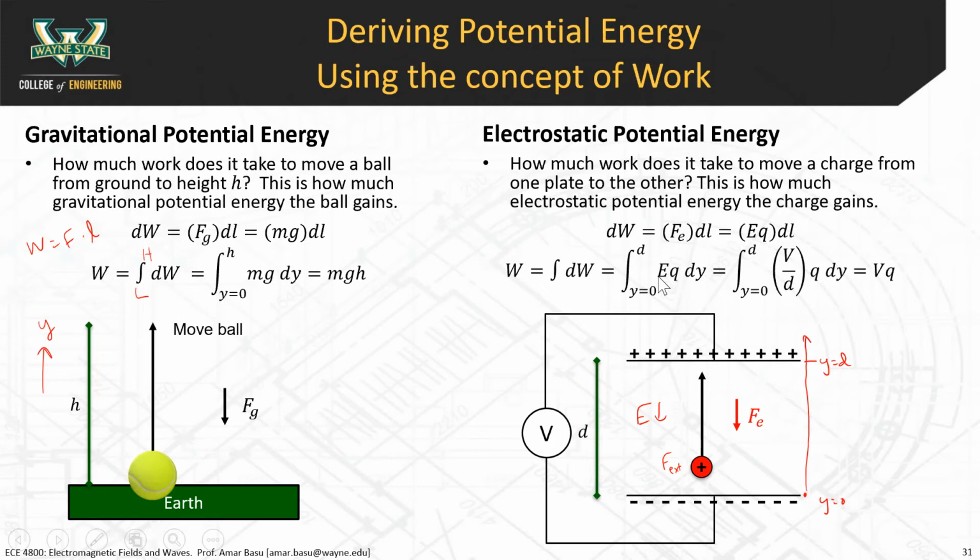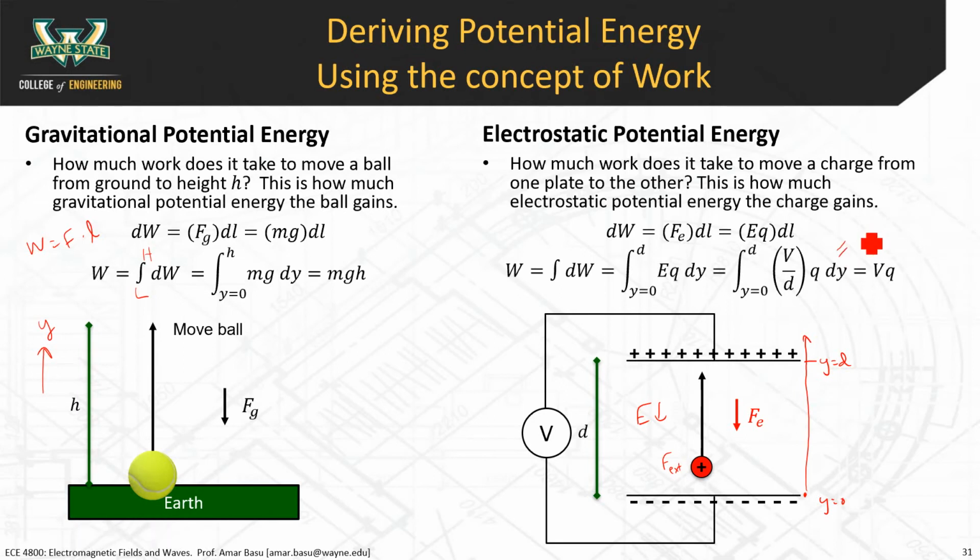This is not going to be the case in a lot of the problems that we do later in this module, so just keep that in mind. Right now it's a constant. And here's your dy. You're integrating from y equals 0 to d. And because this is a constant, this comes out of the equation. The electric field is equal to V over d, as we saw in the previous slide. Multiply that by Q. All of these factors come out of the integral, and then you're just left with V times Q. So I'll show you just an intermediate step here.